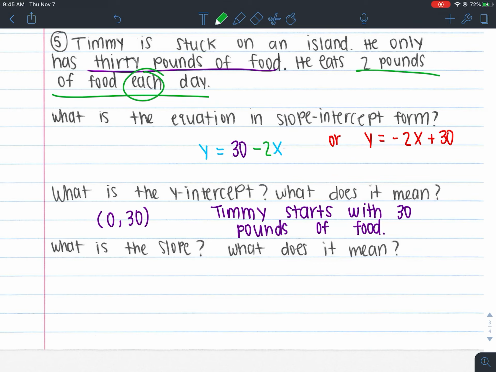Okay, what is the slope? Well, our slope here would be negative 2. And what does that mean? It means he eats 2 pounds each day. Because he's eating 2 pounds each day, he's losing it, that's why it's negative.